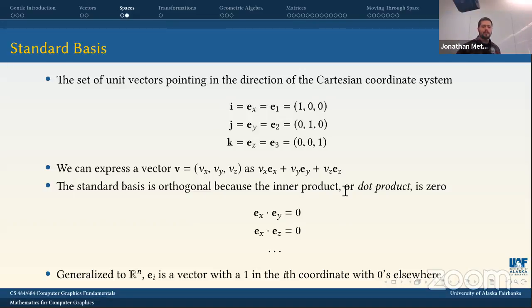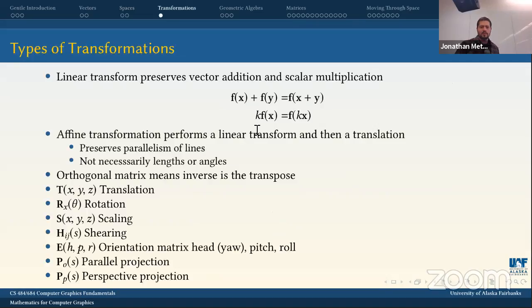That's just how they're based. And if you were to generalize this to n dimensions, then we'd say Ei is a vector with 1 in the ith coordinate and zeros elsewhere. So this can go as far as you want, and we're going to see how that works here.